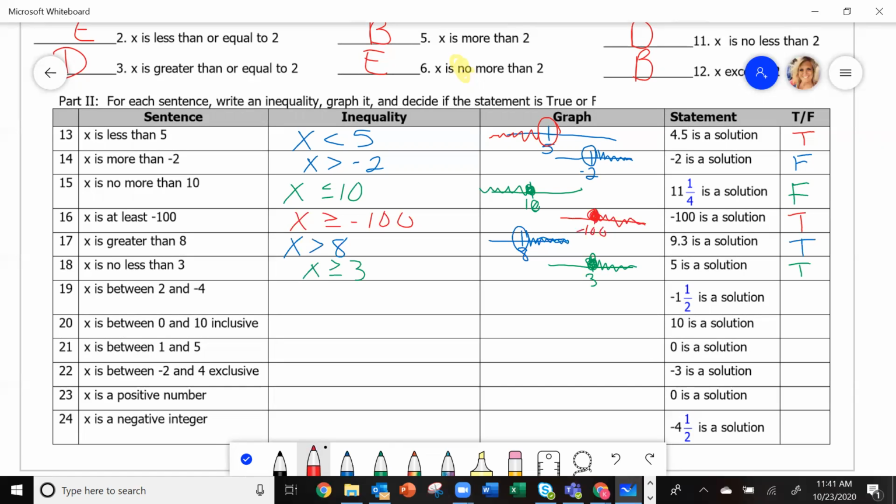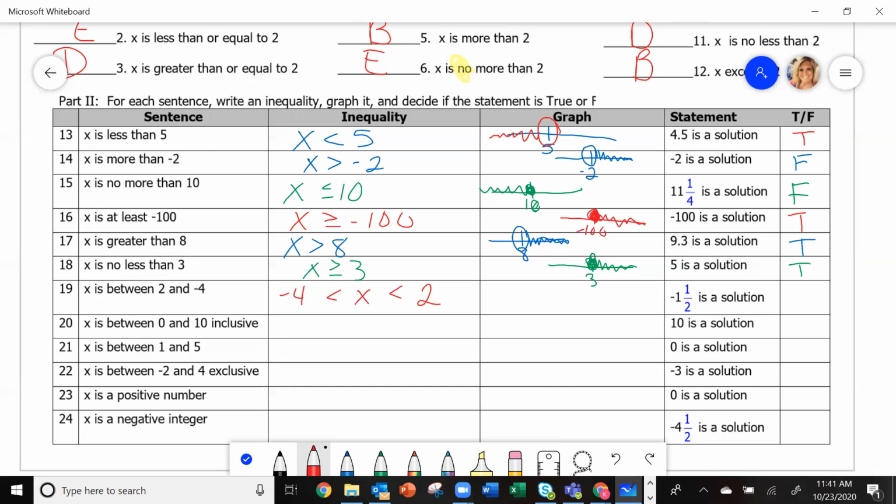X is between 2 and negative 4. Okay, when X is in between, I'm going to put the X in the middle. Put the small number to the left, the large number to the right. Your arrows will always point to the left if you do it that way, by the small number on the left and large number on the right. It is between. They are not equal to. So since it's between, we leave it like this.